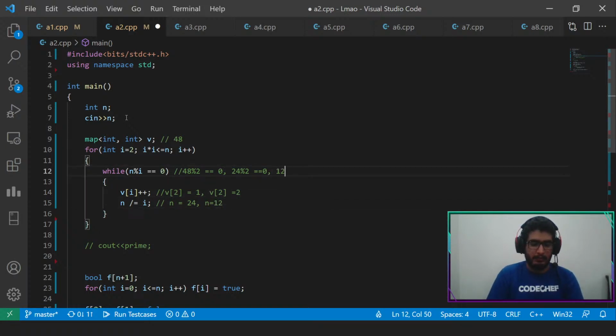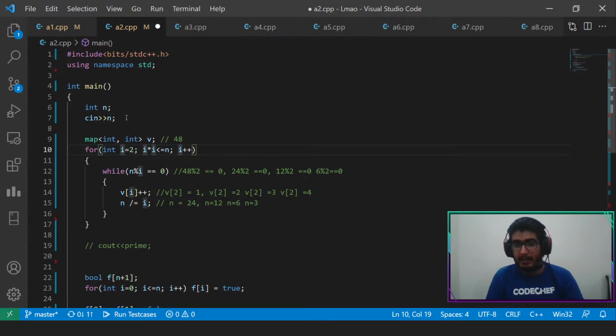Going on like this, 12 modulo 2 is equal to 0. It would set v2 is equal to 3, and it would set n is equal to 6. Again, it would go into this loop, it would set v2 is equal to 4 and n would be 3 now, right? And now when n is 3, you see this loop would automatically terminate.